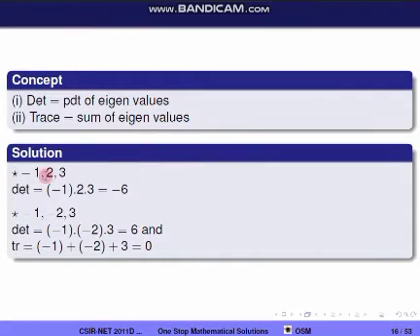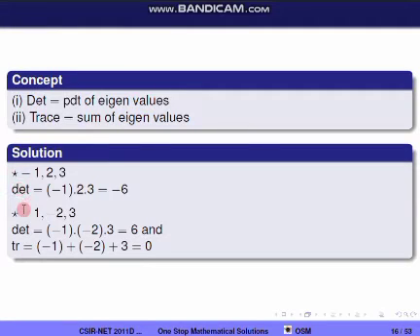I'm taking the first option, -1, 2, 3. When we take the product, it should give the determinant. So determinant is equal to -1 into 2 into 3, that is equal to -6, and it is not equal to 6. So this option cannot happen.